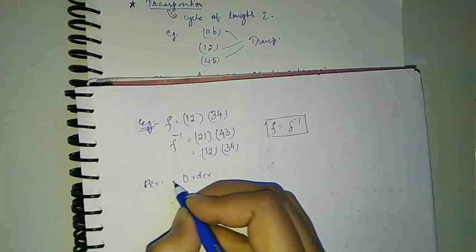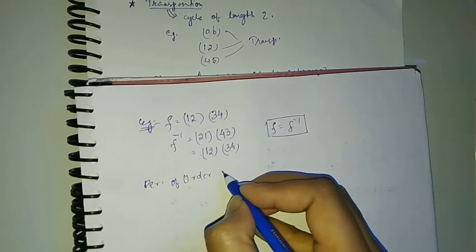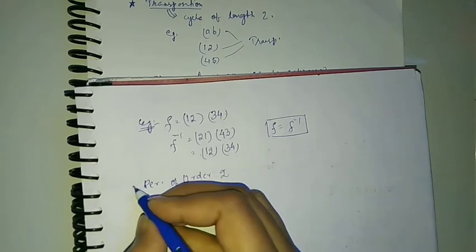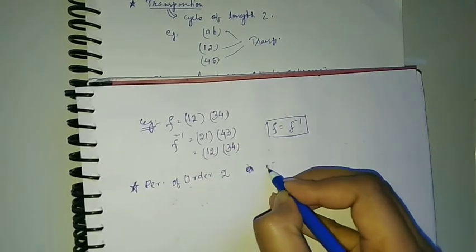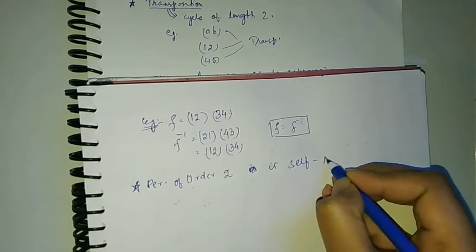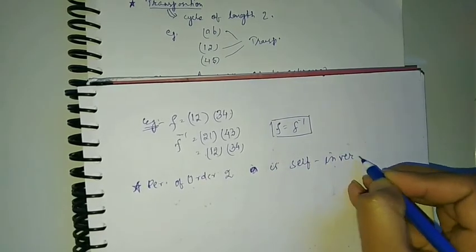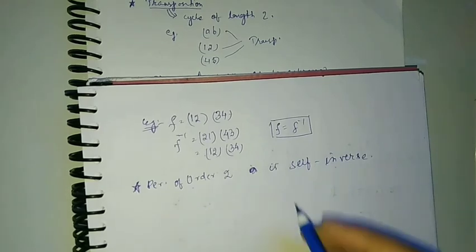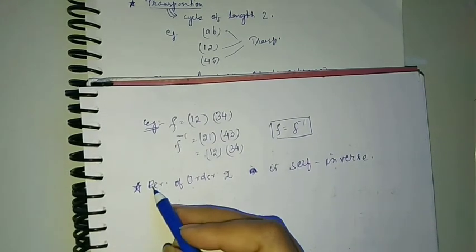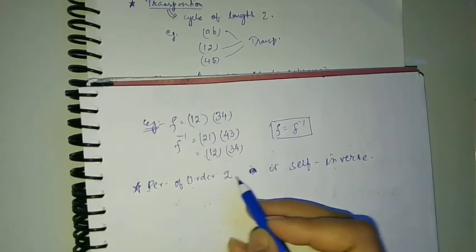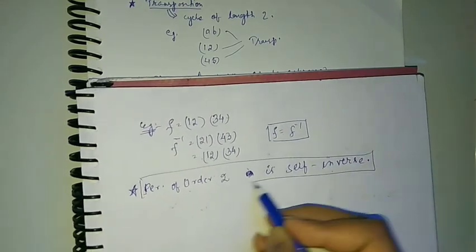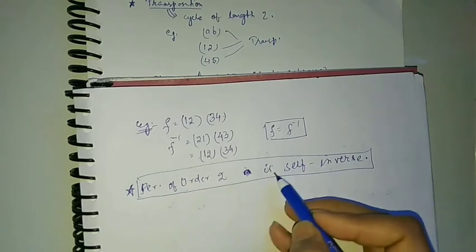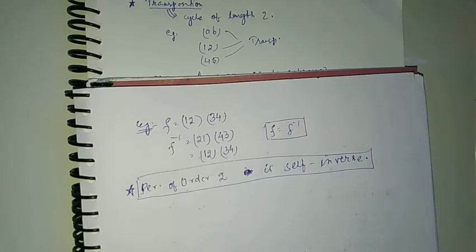any permutation of order 2 is self-inverse. We know that any element of order 2 is self-inverse, so any permutation of order 2 will also be self-inverse. So this is a note again here: any permutation of order 2 is self-inverse.